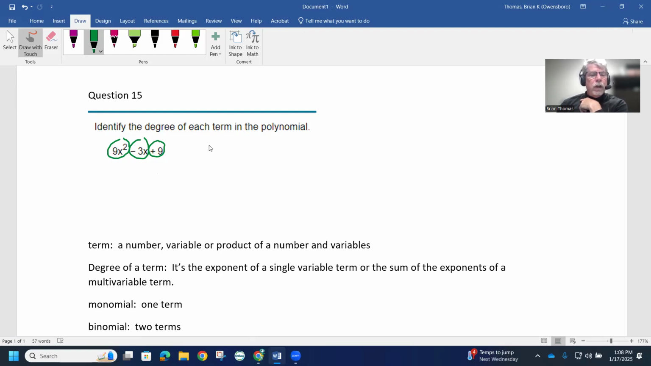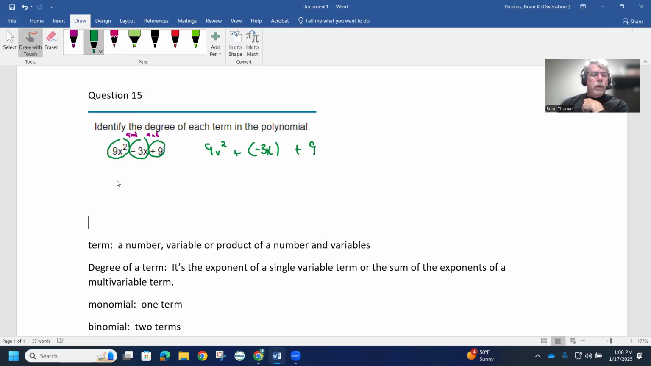So when I do this, I'm really rewriting this as 9x squared plus a negative 3x plus a 9, if you will, but I'm doing that in my head. So when I see these circles, I'm actually using the word and here: 9x squared and a negative 3x and a 9, because ands imply addition. So what I'm seeing is there's a 9x squared, a negative 3x, and a 9.